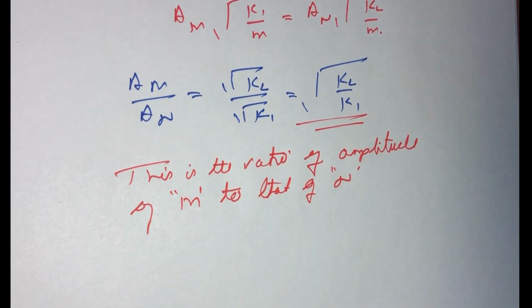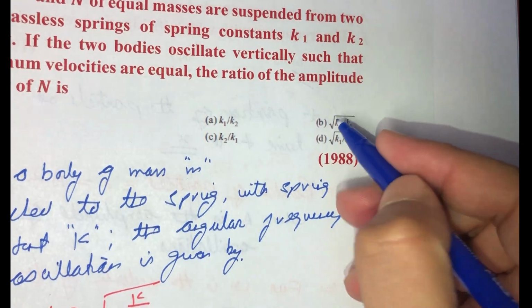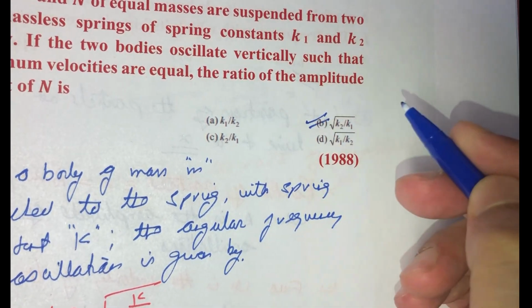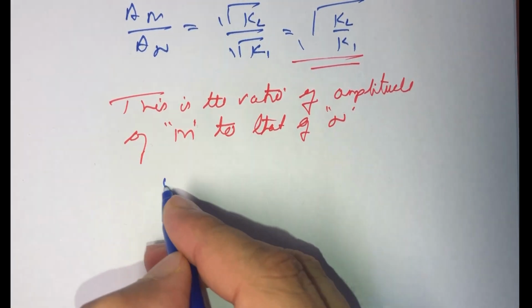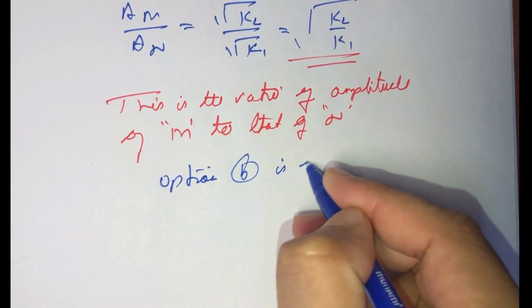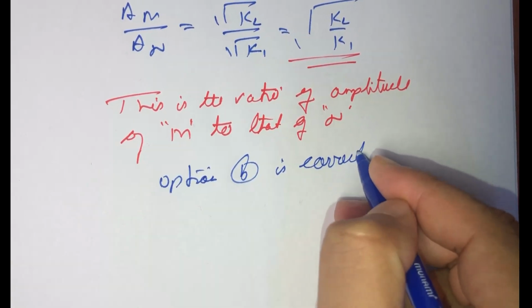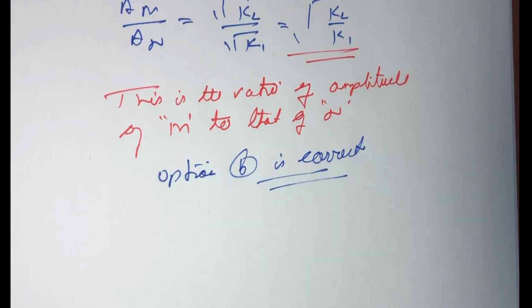So from the options, you can say the option will be equal to square root of K2 by K1. So option number B is the correct one. You can say option B is correct. So this completes the question. Thank you.